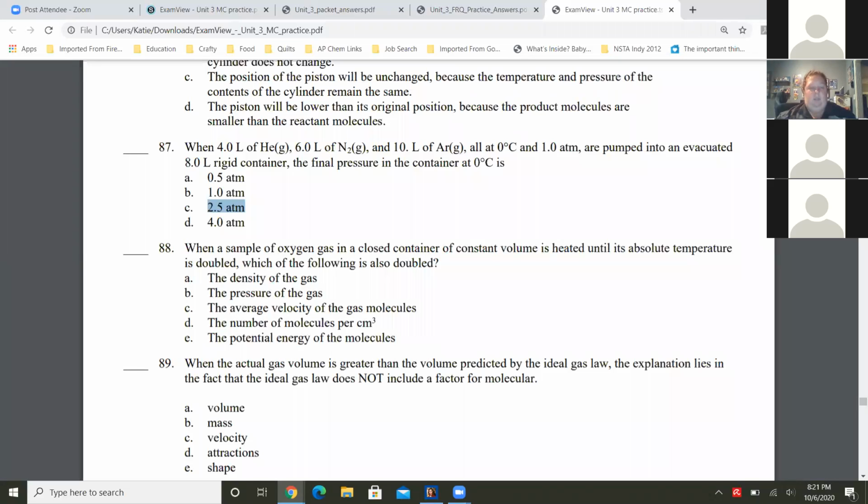Lasky, yes? Did you not hear what I said? I didn't hear what you said, I'm sorry. Oh, I didn't do all of that work. What'd you do? I added the 4 liters, the 6 liters, and the 10 liters. I did the combined gas law, so I did 20 over 273 is equal to the 8 with the question mark to find the pressure over 273.